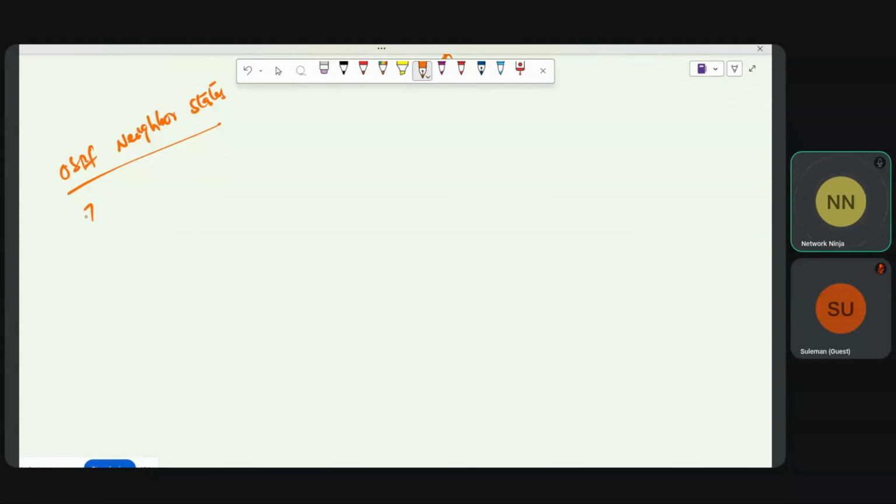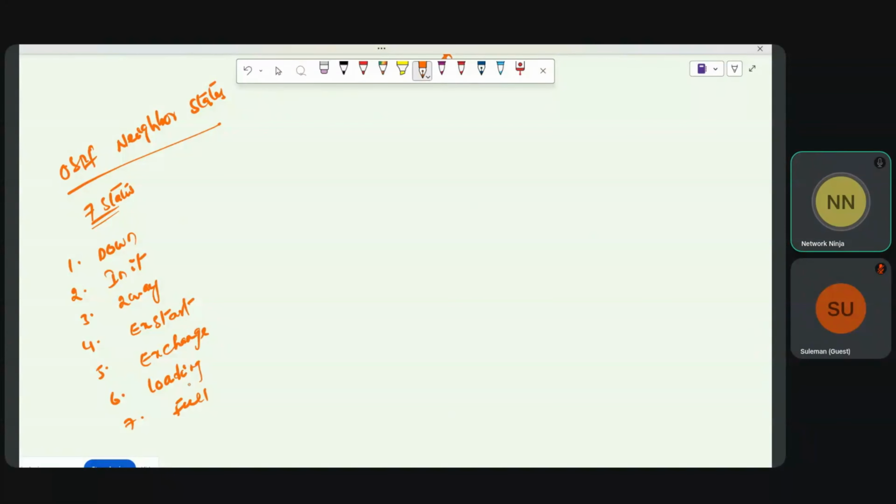Actually, we have 7 states in OSPF. The first state is down. The second state is init, which means initialization. The third one is two-way. The fourth one is exstart. And the fifth one is exchange. Sixth one is loading. And the seventh one is full. So these are all the 7 states.